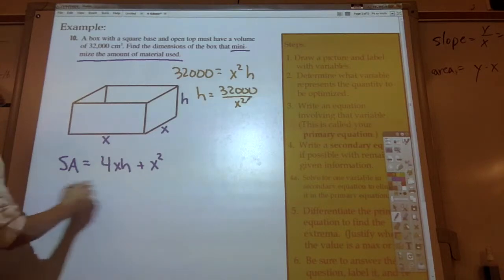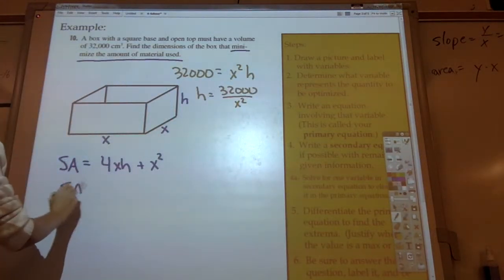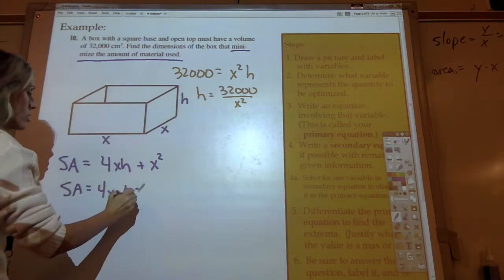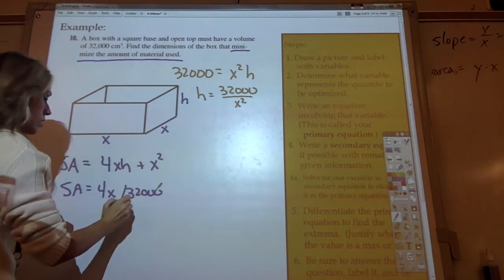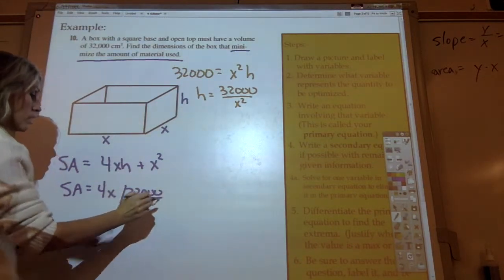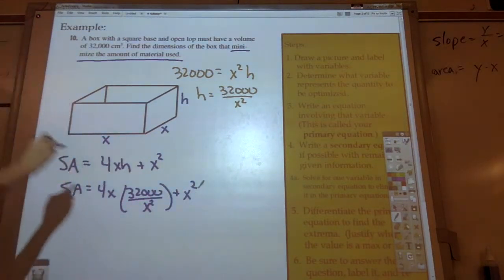Okay, so now your surface area is 4xh. I would have switched colors for this, by the way. Right here. And before I differentiate it, I want to simplify just a little bit.